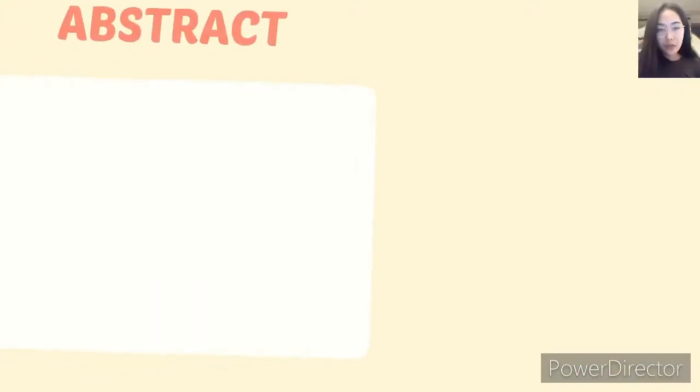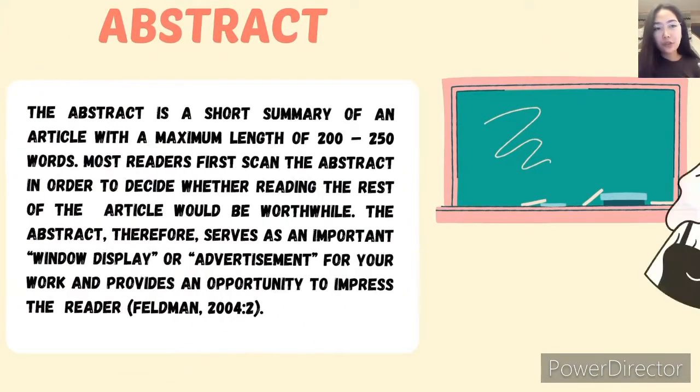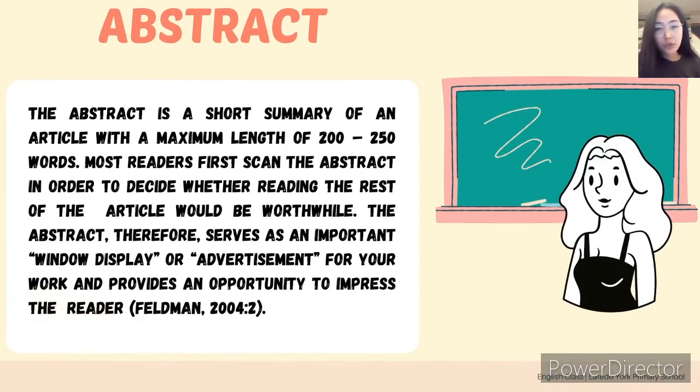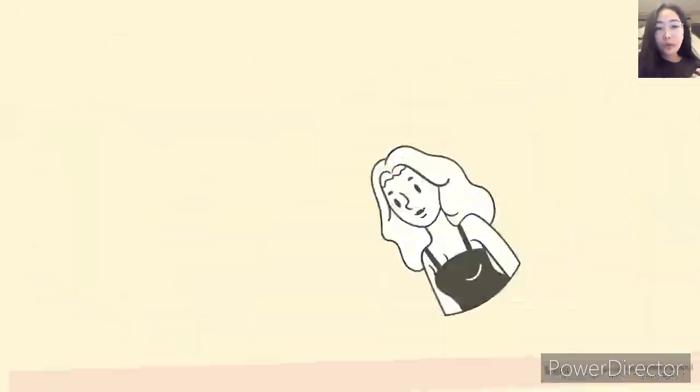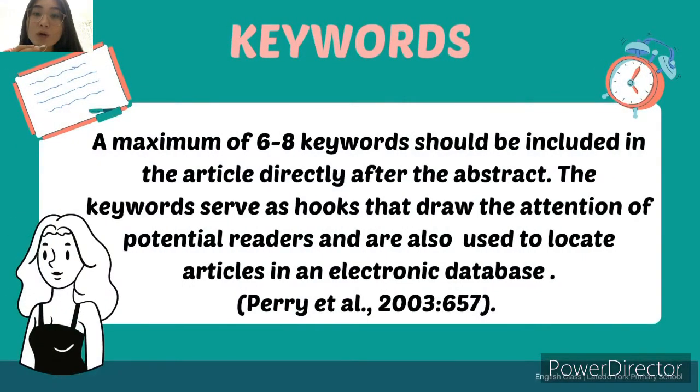The second component is the abstract. The abstract is a short summary of an article which includes about 200 to 250 words. Most readers first scan the abstract in order to decide whether reading the rest of the article will be worthwhile. The abstract therefore serves as an important window display or advertisement for your work and provides the opportunity to impress the reader.